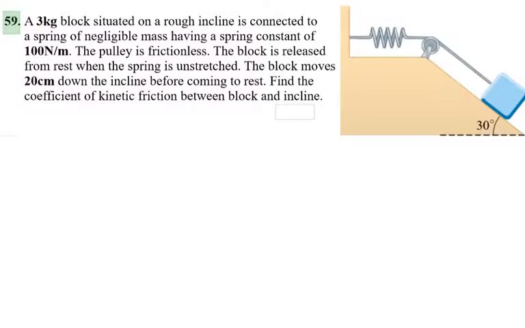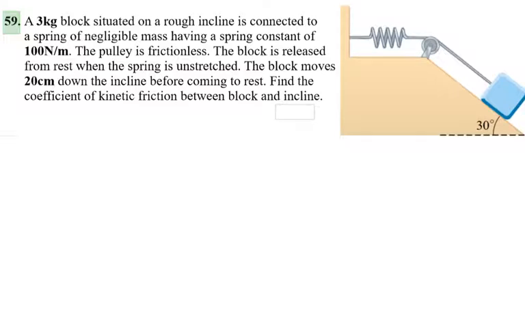Here's the next question we're looking at. A 3-kilogram block situated on the rough incline is connected to a spring of negligible mass, having a spring constant of 100 Newton per meter. The pulley is frictionless. The block is released from rest when the spring is unstretched. The block moves a distance of 20 centimeters down the incline before coming to rest. Find the coefficient of friction between the block and the incline.